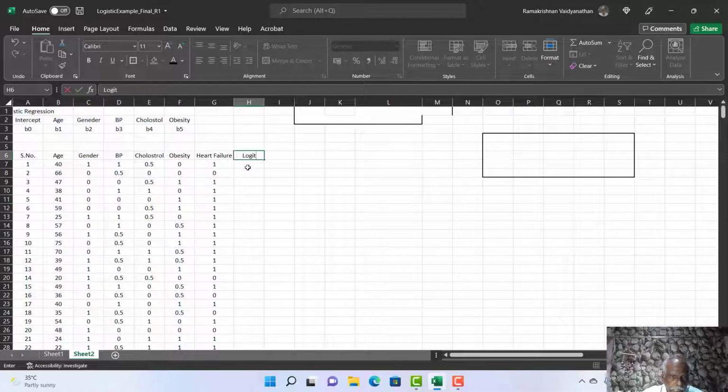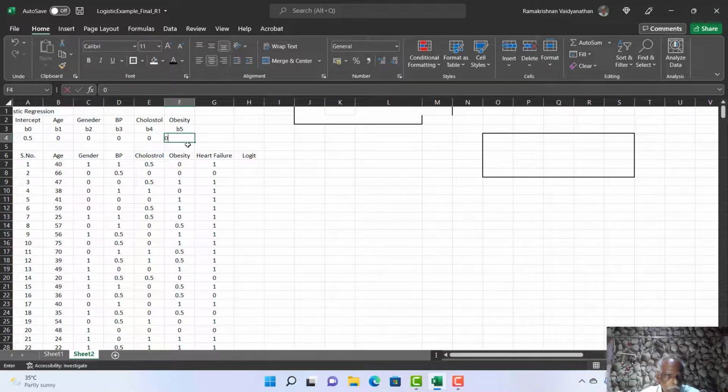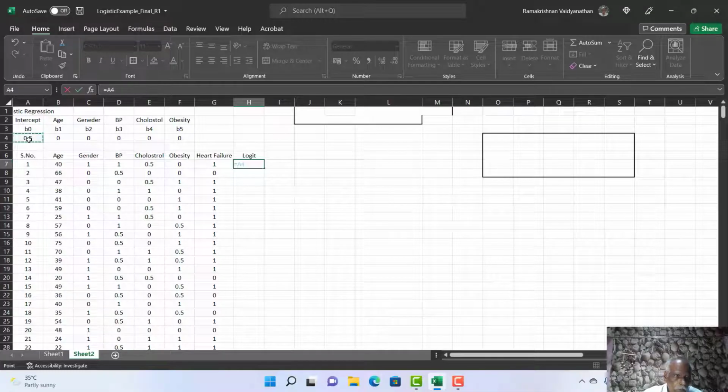Logit. That is equal to B0 plus B1x1 plus B2x2 plus B3x3 plus B4x4 plus B5x5. Therefore, I will have to give the values for B0 and so I will make it as 0.5 here. And then I will make it as 0, 0, 0, 0, 0. So this is equal to B0.